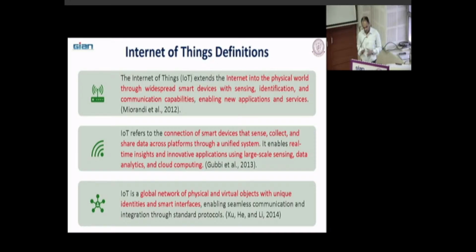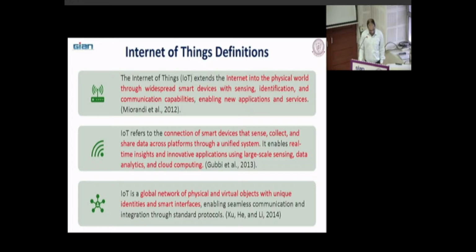It enables real-time insights and innovative applications using large-scale sensing, data analytics, and cloud computing. They mainly focused on this large-scale, huge amount of big data because, as we know, a supply chain consists of different members, starting from the supplier to your customers, and there are many third-party and fourth-party logistics providers. So a huge amount of data is generated. You cannot manage that data locally. You need cloud systems where you can process and analyze this huge amount of data and find out some insights from that data.